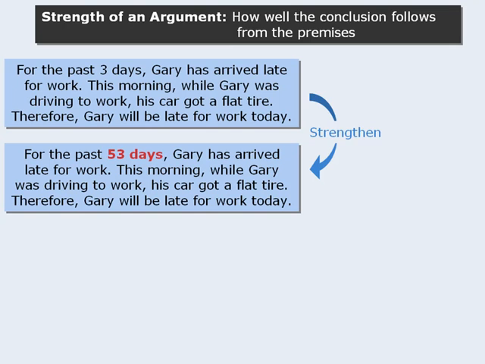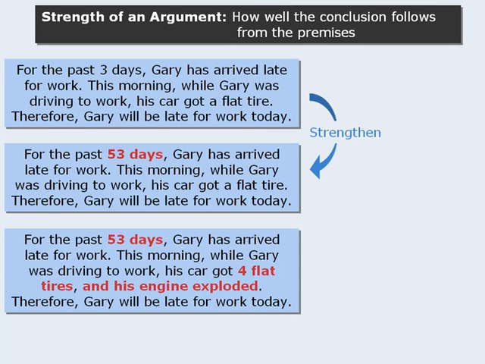Now, what if we modify the argument further and say that instead of 1 flat tire, Gary had 4 flat tires and his engine exploded? Does this guarantee the conclusion? Well, this new information certainly seems to strengthen the conclusion that Gary will be late, but it's still possible that he could arrive to work on time. For example, he might just leave his car and walk to work.